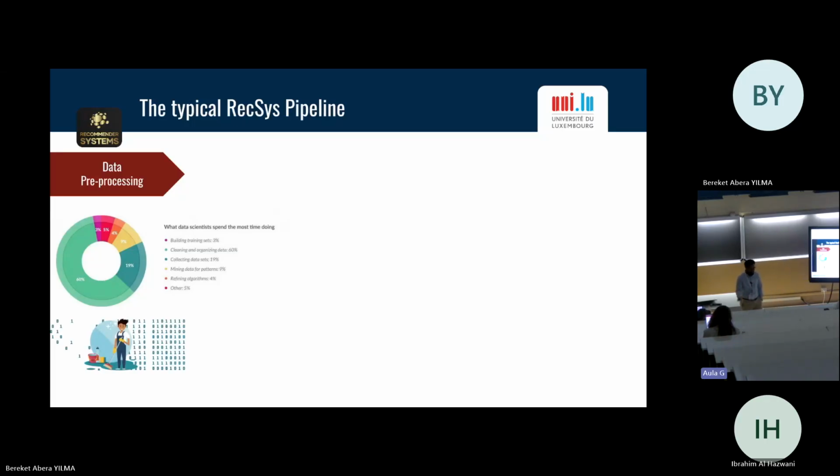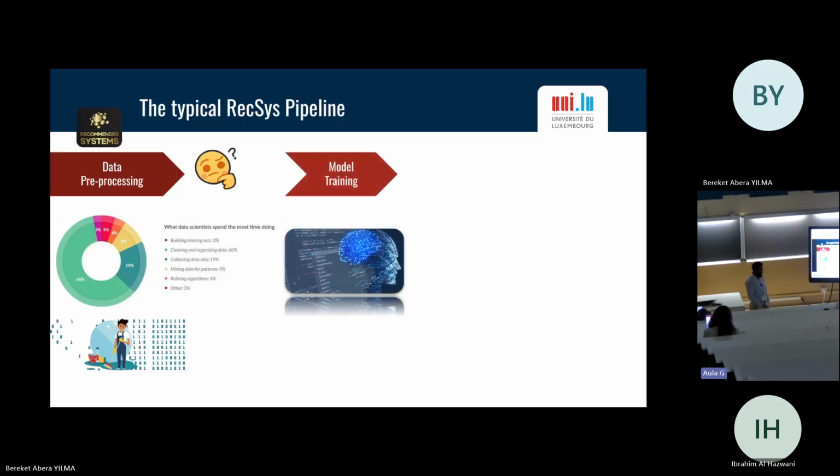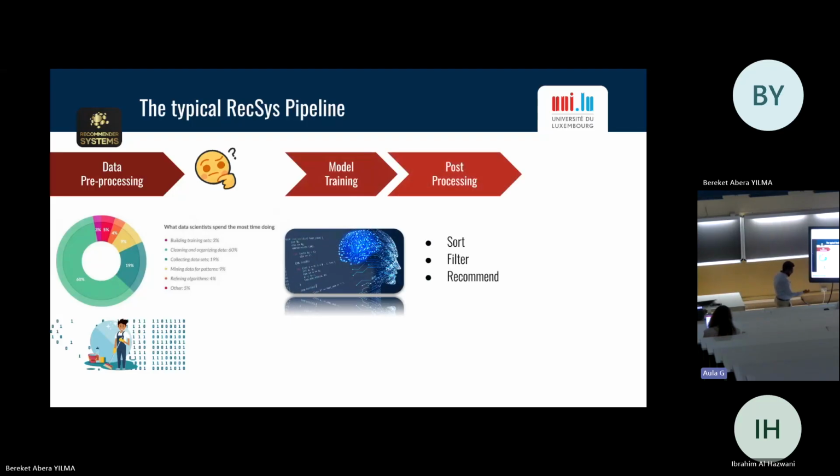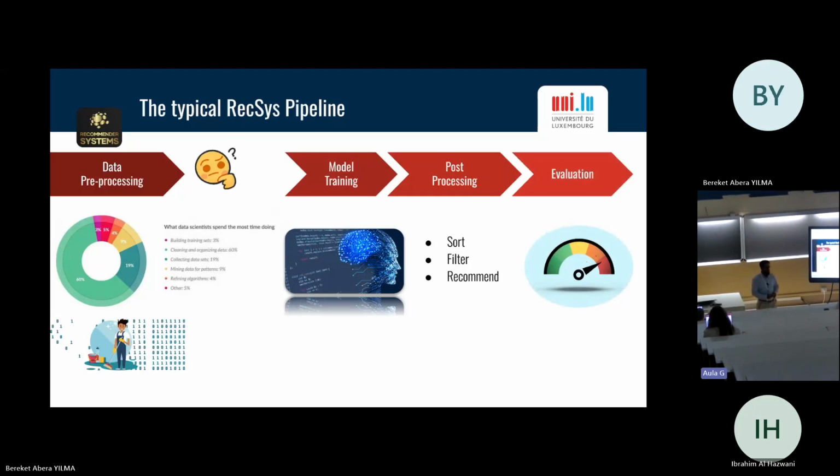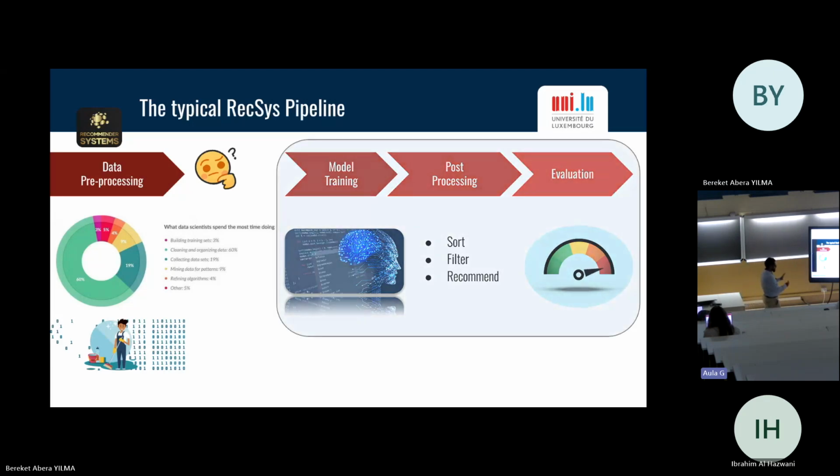Our goal is to make a recommender system, right? So we want to build a recommender system. What do we need? We need to train a model which learns some kind of patterns from the data so that we can post-process, filter, sort, and then deliver this recommendation to the users. And in the end, we evaluate how good this recommendation is using some common evaluation metrics.